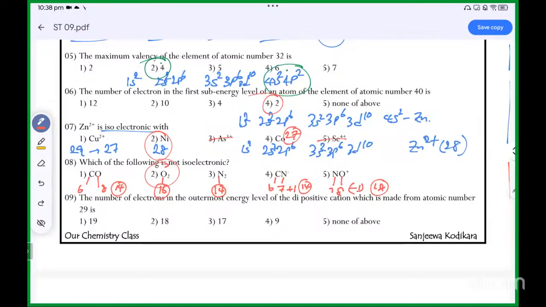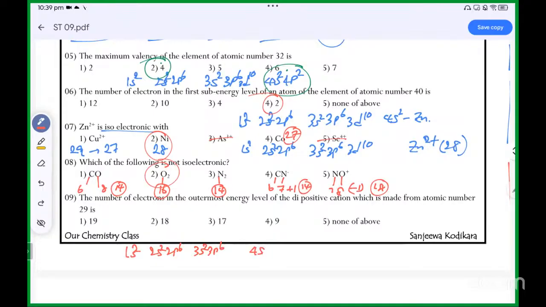Next one. The number of electrons in the outermost energy level of the dipositive cation, which is made from atomic number 29, is... Okay. So they are talking about the number of electrons in the outermost energy level after creating the dipositive cation, where the atomic number is 29. For 29, the configuration is 1s2, 2s2, 2p6, 3s2, 3p6.